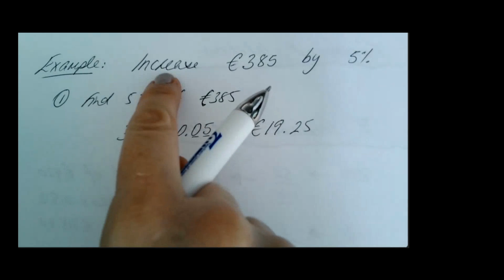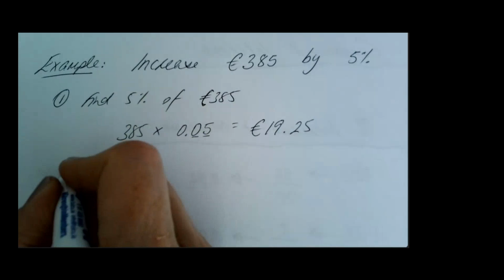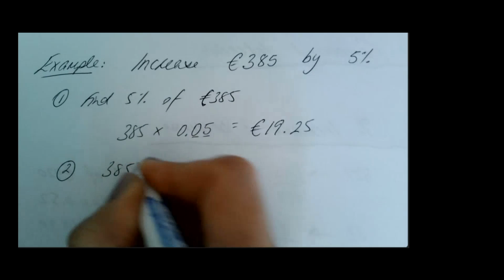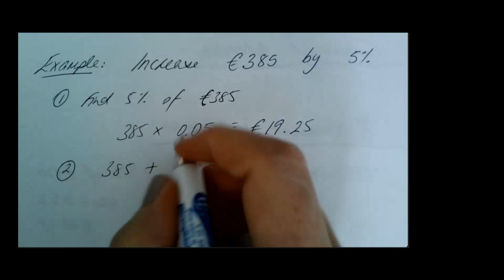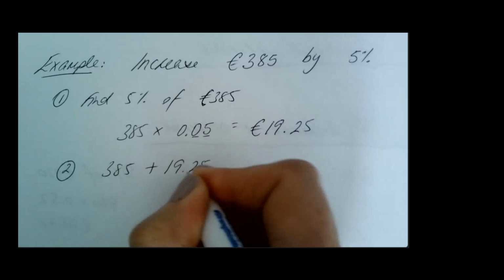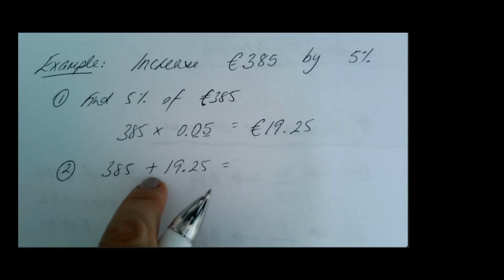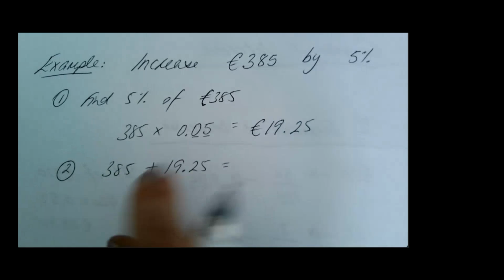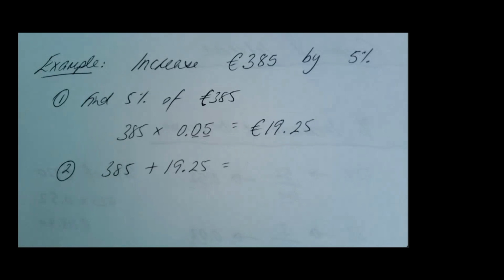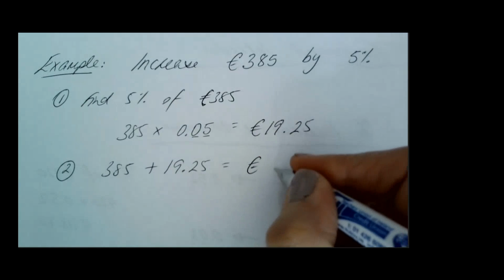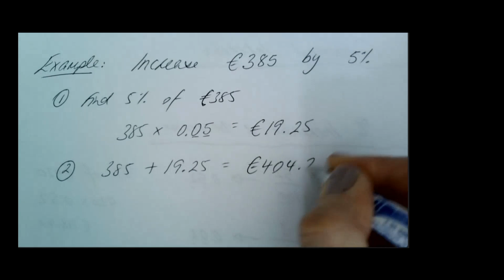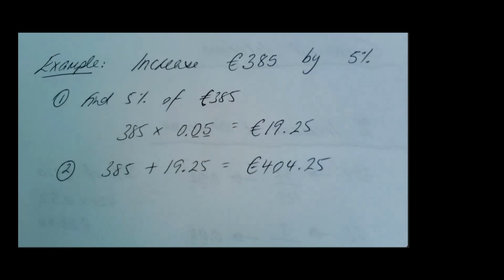I want to increase this amount by the 19 euros and 25 cents. So again, show your working out, okay? Because it's so easy to make a little slip up. And if you don't show the examiner that you know to add that on, and that's what you're doing, then you possibly could lose marks, all right? And so what I'm getting here then is 404 euros and 25 cents.